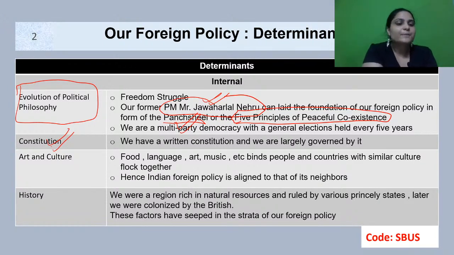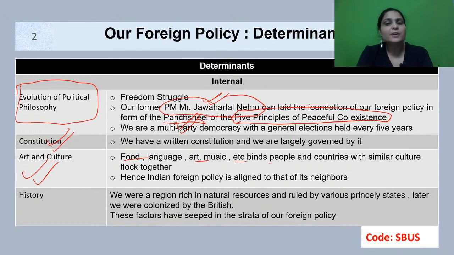All right. Now, art and culture, food, language, music, etc. actually bind people. In fact, it is used as one of the most important soft powers when we are trying to deal with very hostile nations. It is very common in the case of India and Pakistan. Whenever we discuss that, cricket is one of the most binding factors between India and Pakistan, and it's also the most conflicting one.